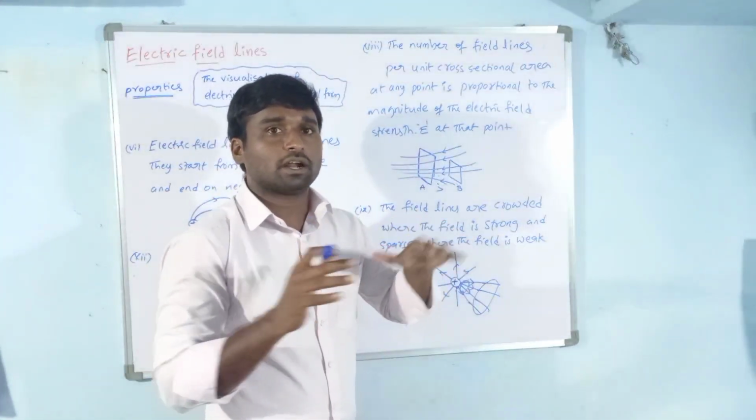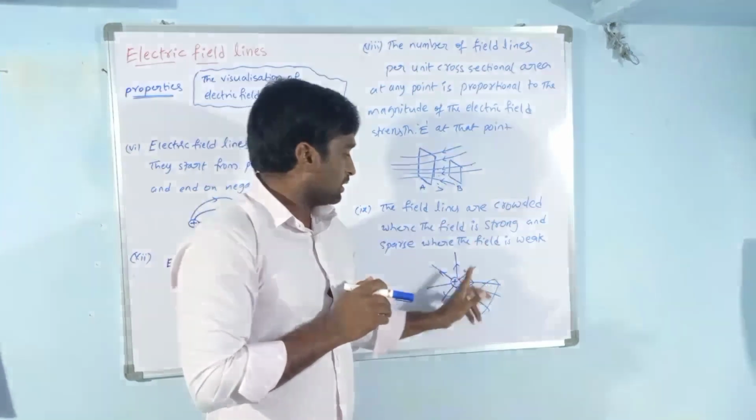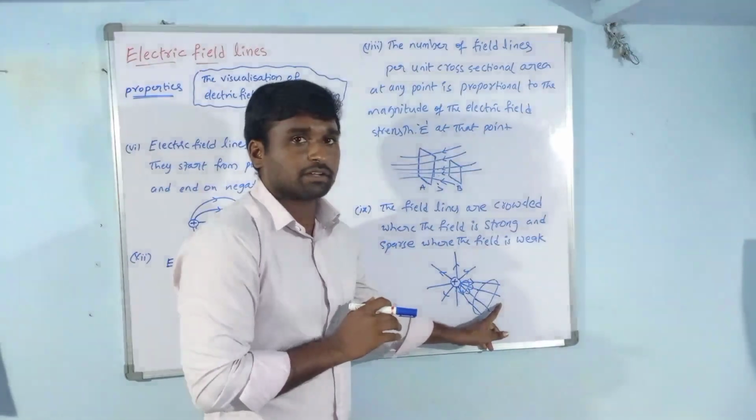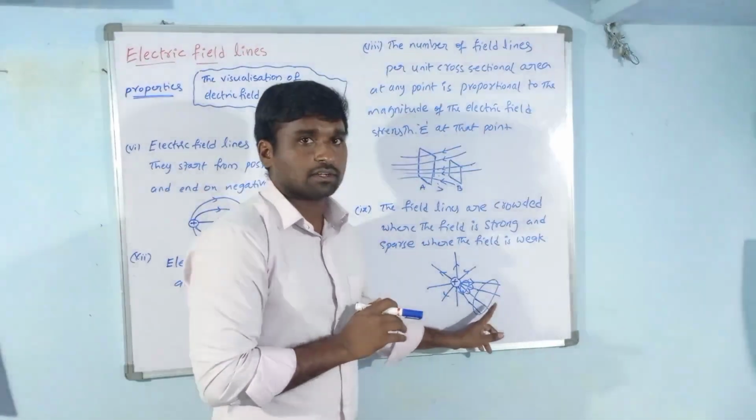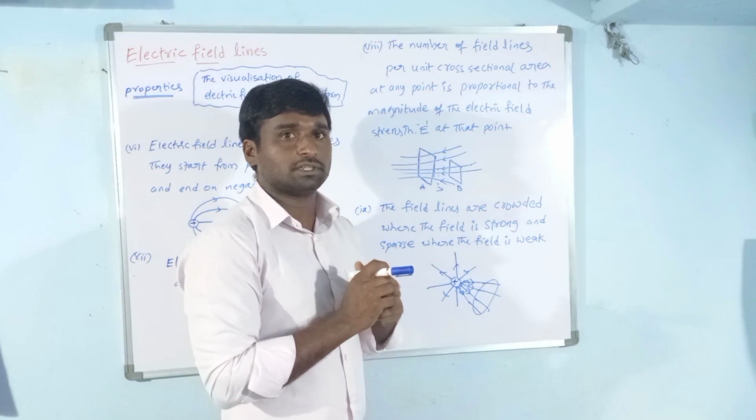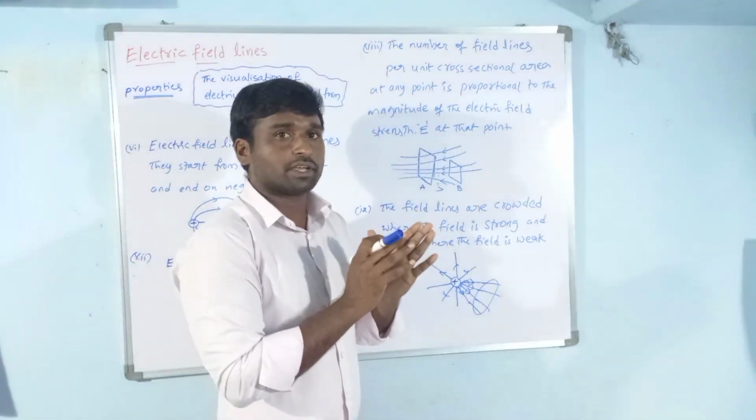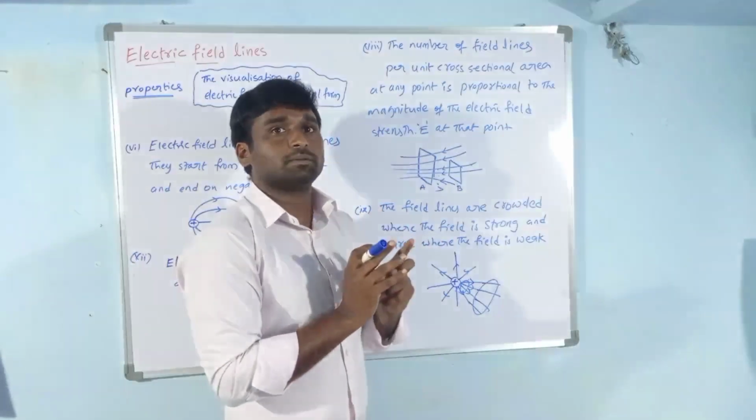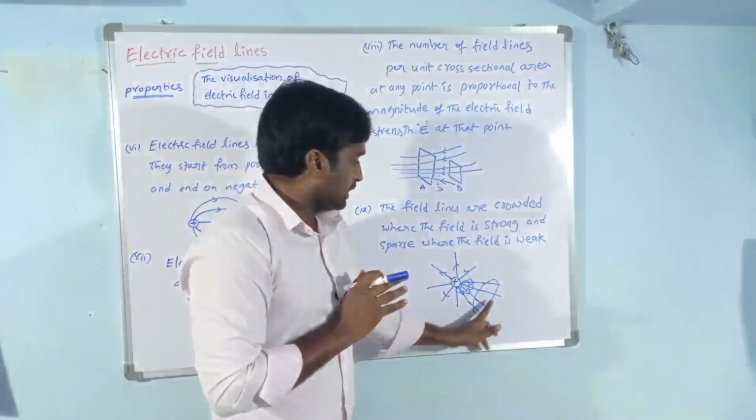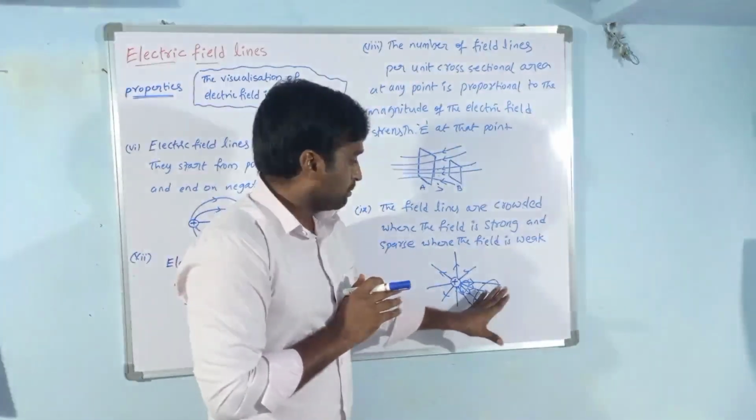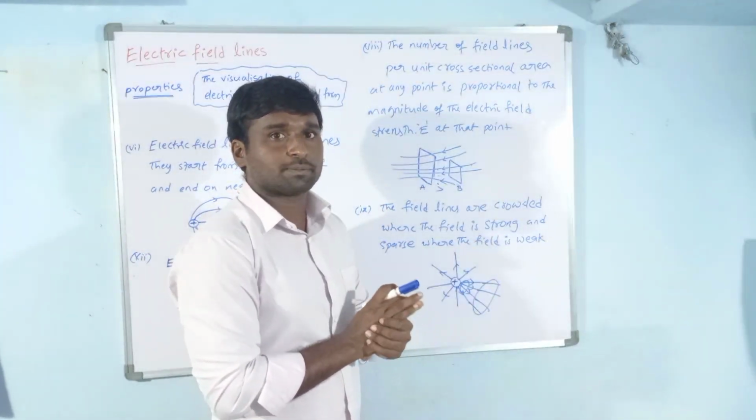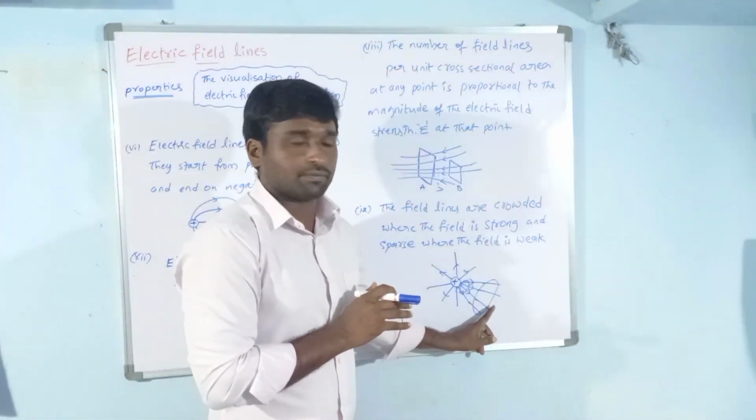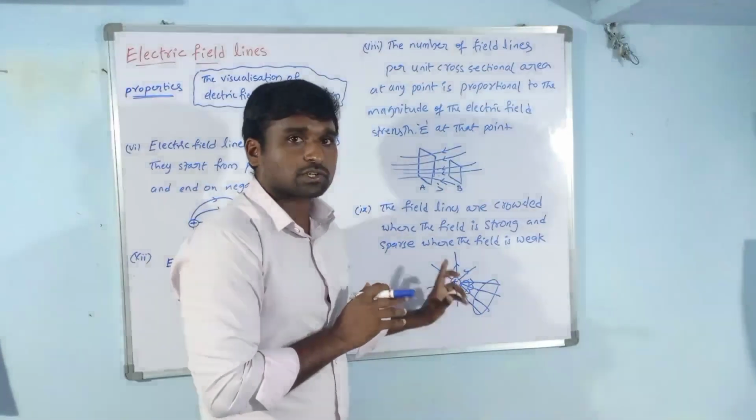So when the field lines are crowded to each other, we can say that at that point a strong magnetic field exists. Here, a weak magnetic field exists in this region. When the field lines are crowded to each other, then at that point the maximum strong field will be there. In this area, the field lines are sparse. Sparse means dispersed. So that's why there will be a weak field. Here there will be a strong field.